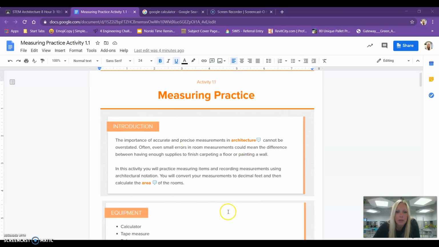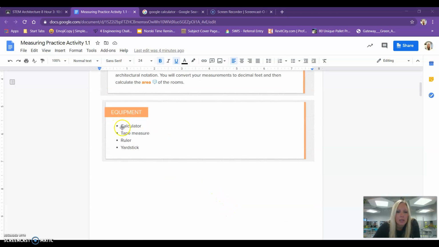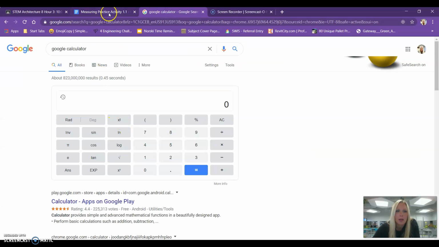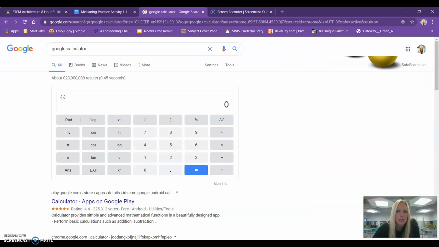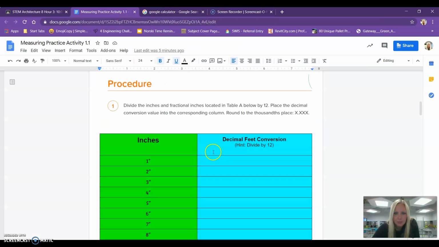Alright, so you can read this introduction. It tells you why we are doing this. Again, equipment: calculator-wise, I am using Google Calculator. Your computers sometimes have built-in calculators too, but Google will be just fine. Or if you have your phone, you can use that as a calculator as well.